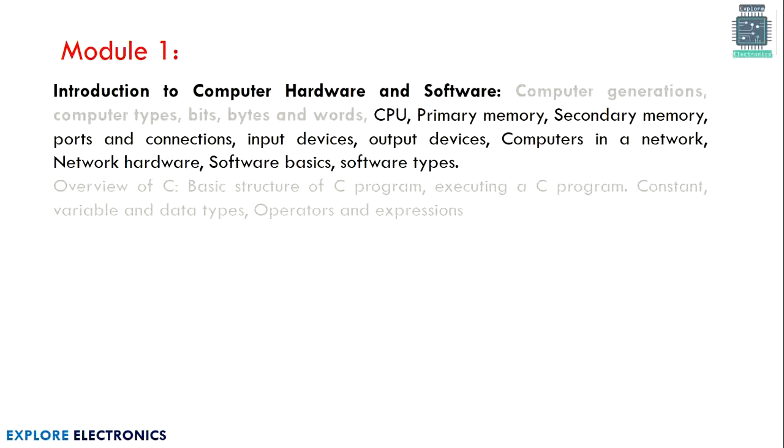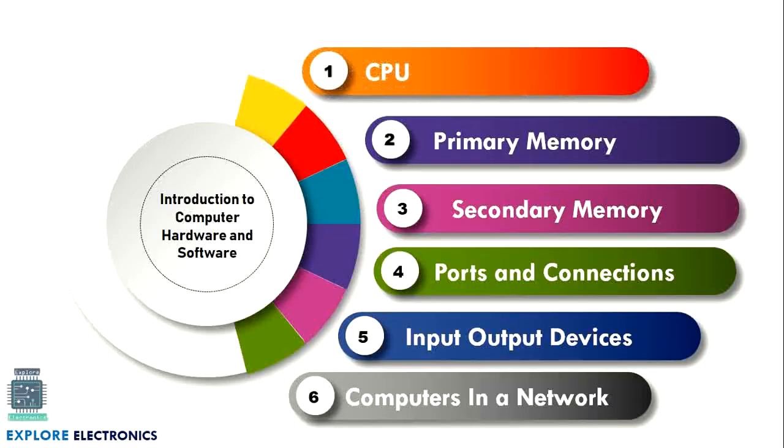In the previous videos, we have seen an introduction to computer hardware and software, where we understood computer generations, computer types, bits, bytes and words. In this video, let me tell you what is CPU, what is primary memory, what is secondary memory, what are ports and connections, and input-output devices in a computer, and how computers are connected in a network. Let us see one by one.